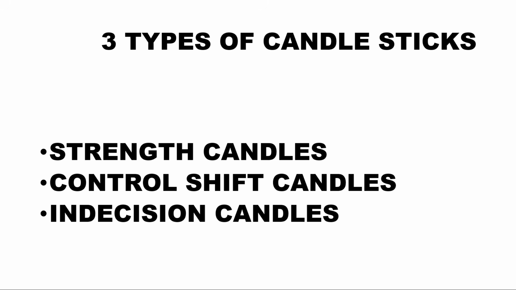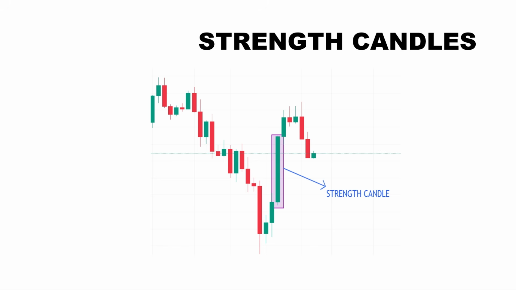We have what are called strength candles. We have what are called control shift candles. We have what are called indecision candles. So what are strength candles? Strength candles are candles that have a big body and very small tails. They simply show you who is in charge.